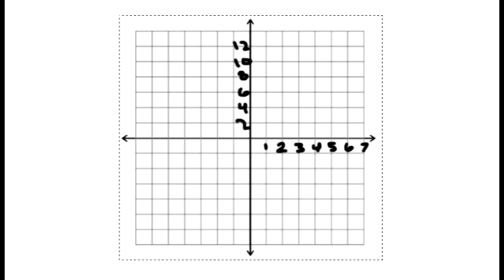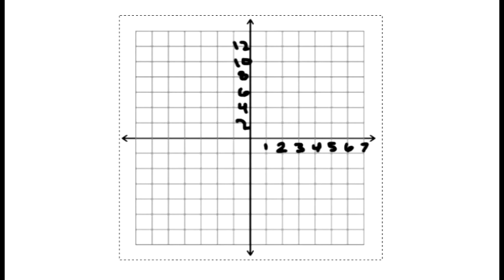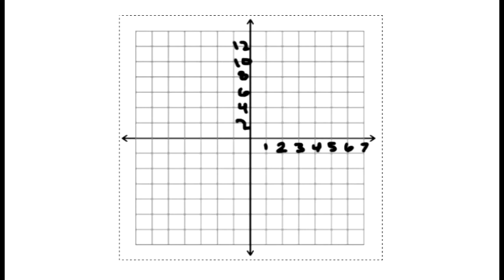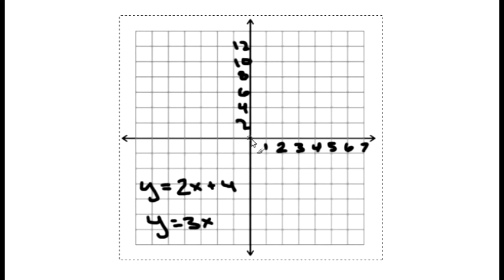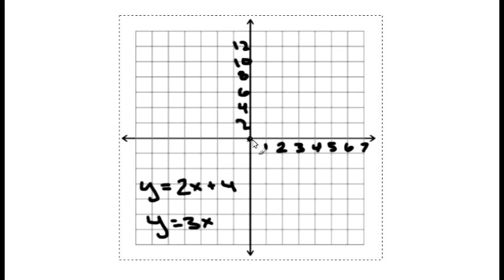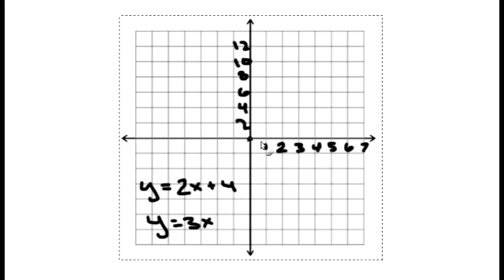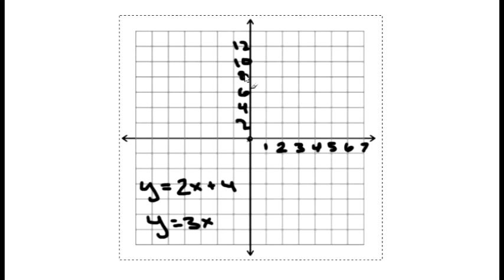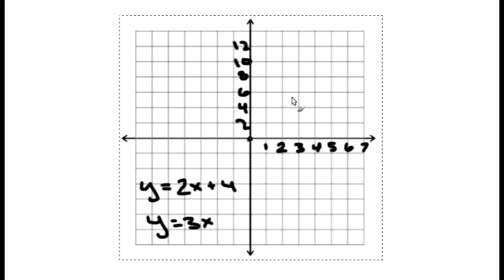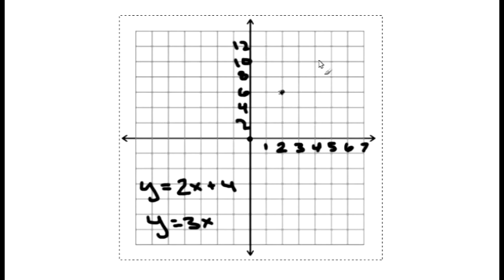Okay, so as you can see, I have created a little bit of a graph here. What we're going to do is graph our two equations: y is equal to 2x plus 4, and y is equal to 3x. Let's start with y is equal to 3x. That's just a slope of 3 at each point. But since I'm counting by 2's on the y-axis, I'm just going to go every 2. So 2, 6, 4, 12.